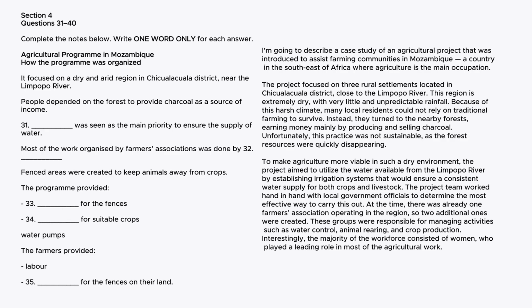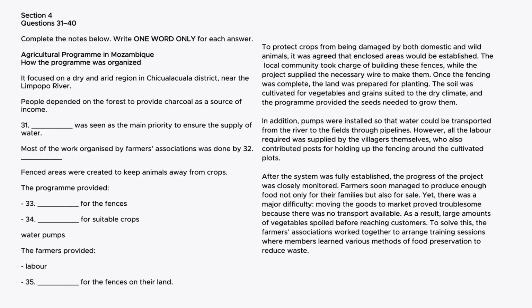These groups were responsible for managing activities such as water control, animal rearing, and crop production. Interestingly, the majority of the workforce consisted of women, who played a leading role in most of the agricultural work. To protect crops from being damaged by both domestic and wild animals, it was agreed that enclosed areas would be established. The local community took charge of building these fences, while the project supplied the necessary wire to make them.